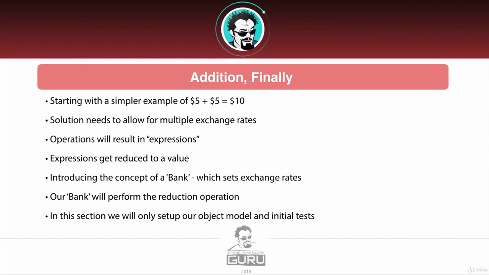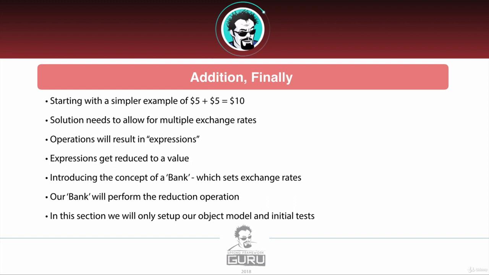And we want to set things up so that we can have a solution that's going to handle multiple exchange rates. And we're going to introduce operations that are going to result in expressions, and you'll see how we're going to implement that. It can come off as strange terminology, but we are going to reduce expressions to a value. And we are going to be bringing in the concept of a bank, and I'm putting that in quotes. This entity is what's going to be managing the exchange rates. So the operation is going to produce an expression, and then the bank is going to do the reduction operation.